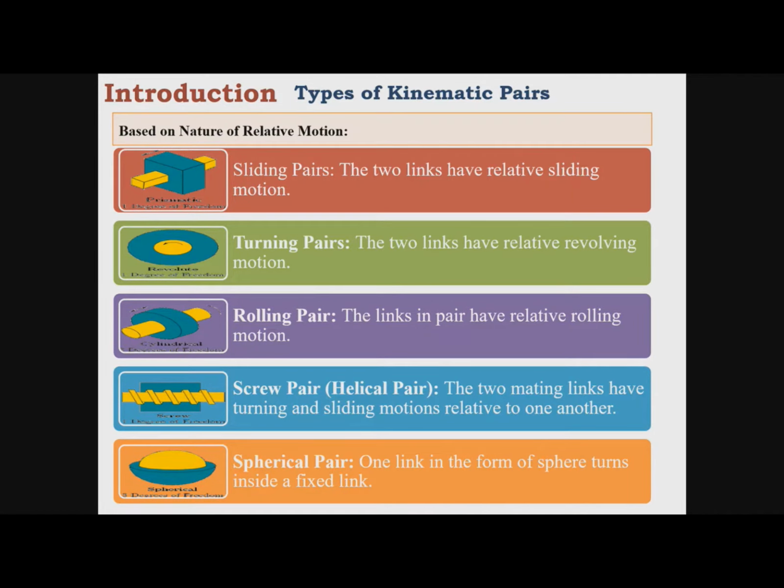Spherical pair, one link in the form of sphere turns inside a fixed link. So the spherical pair has 3 degrees of freedom, that is rotation about x, y and z axis.